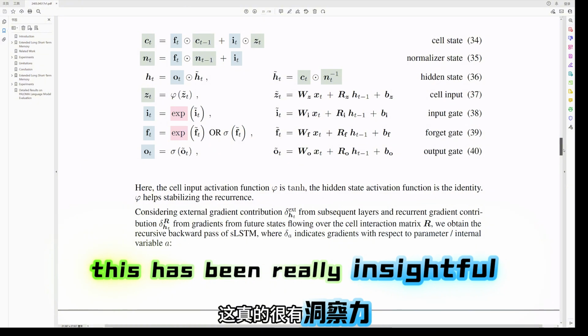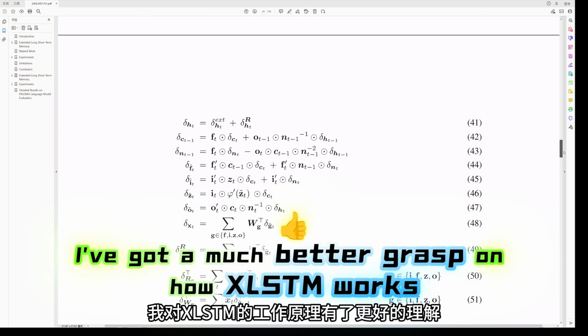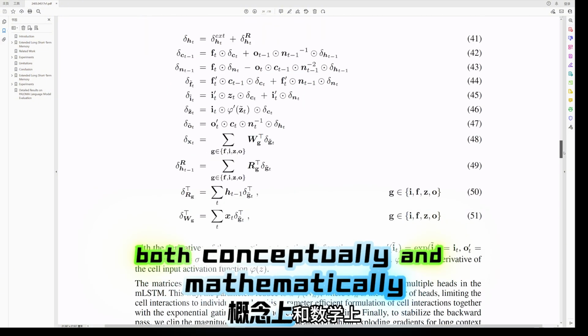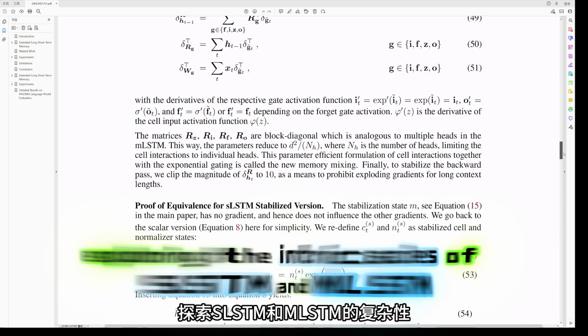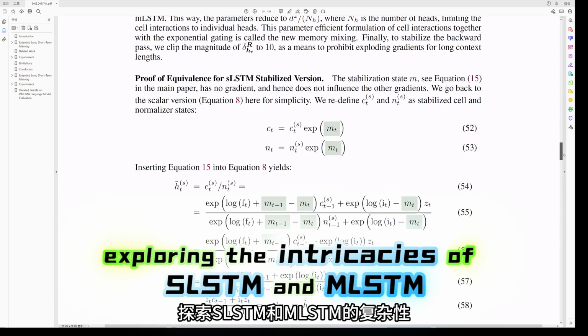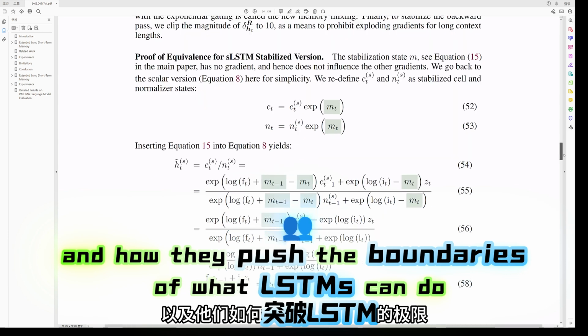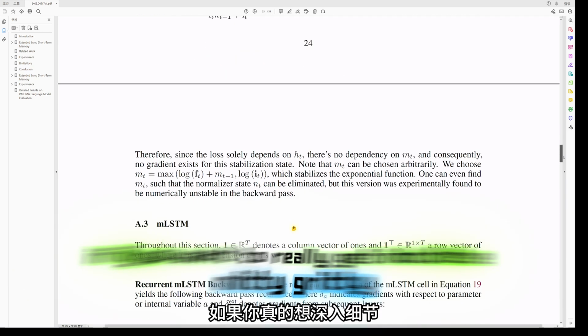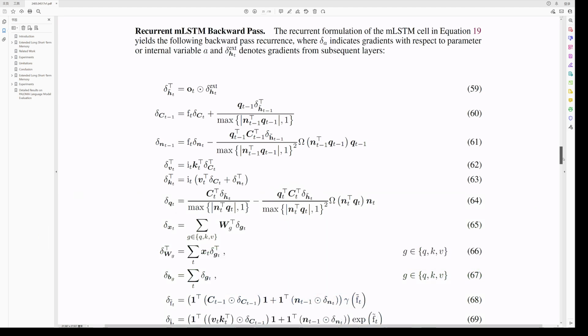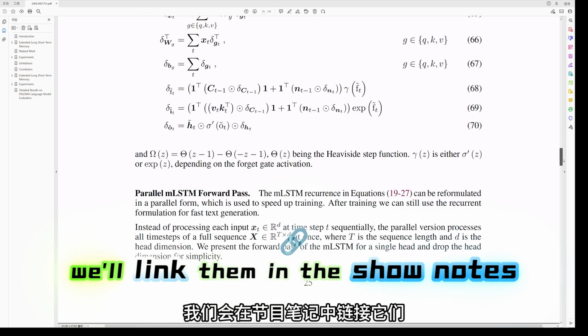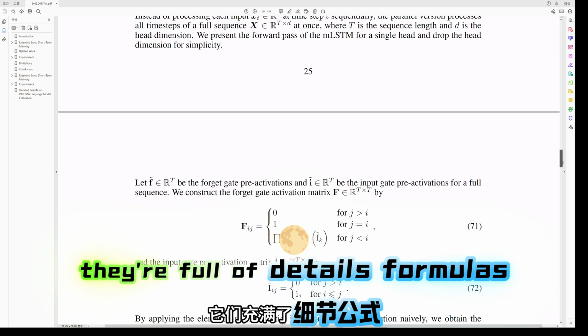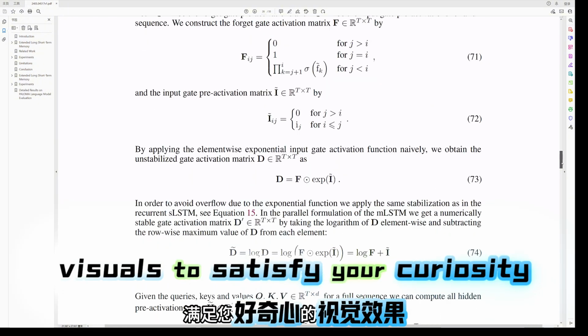This has been really insightful. Got it. I feel like I've got a much better grasp on how xLSTM works both conceptually and mathematically. Glad to hear. It's been a fun ride exploring the intricacies of sLSTM and mLSTM and how they push the boundaries of what LSTMs can do. And for our listeners, if you want to really get into the nitty-gritty, check out the research papers. We'll link them in the show notes. They're full of details, formulas, visuals to satisfy your curiosity.